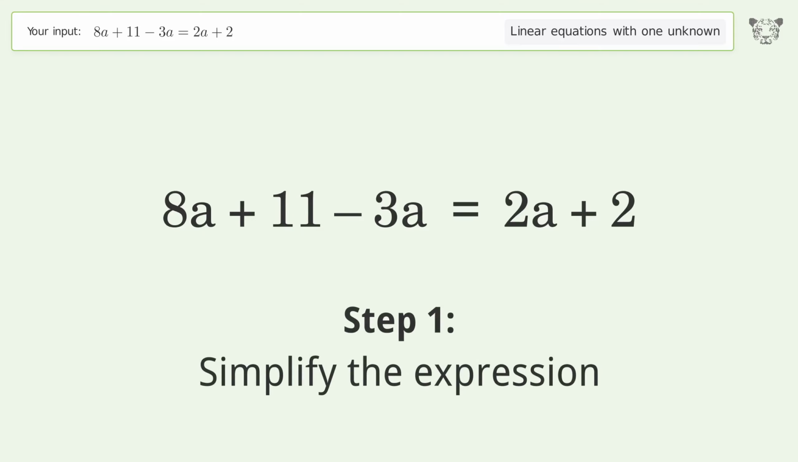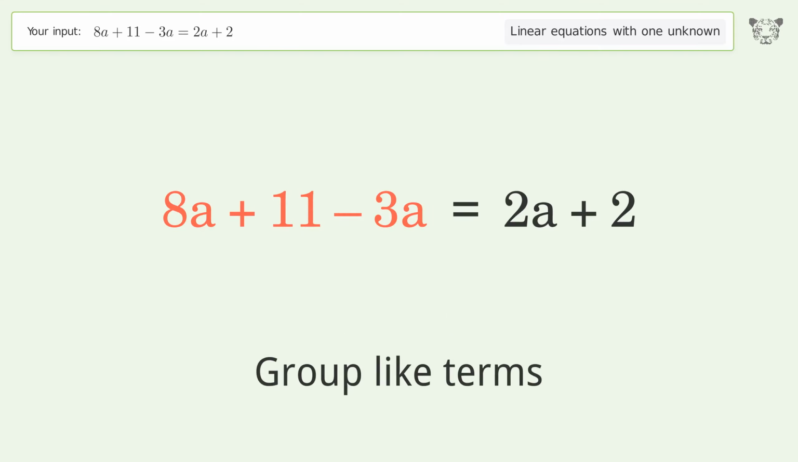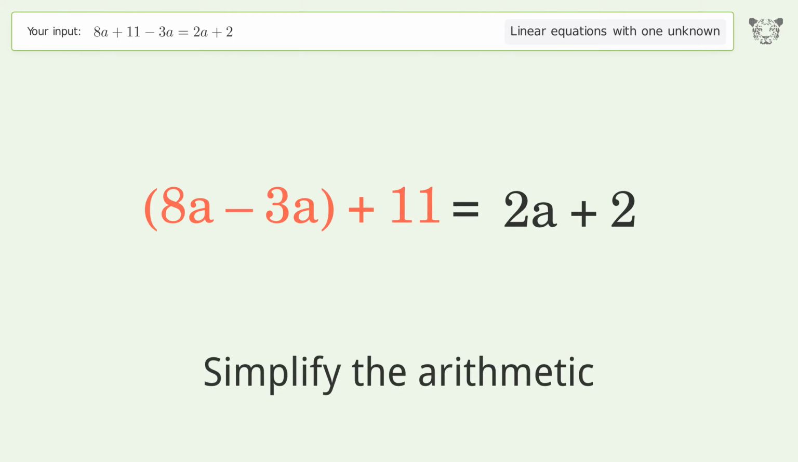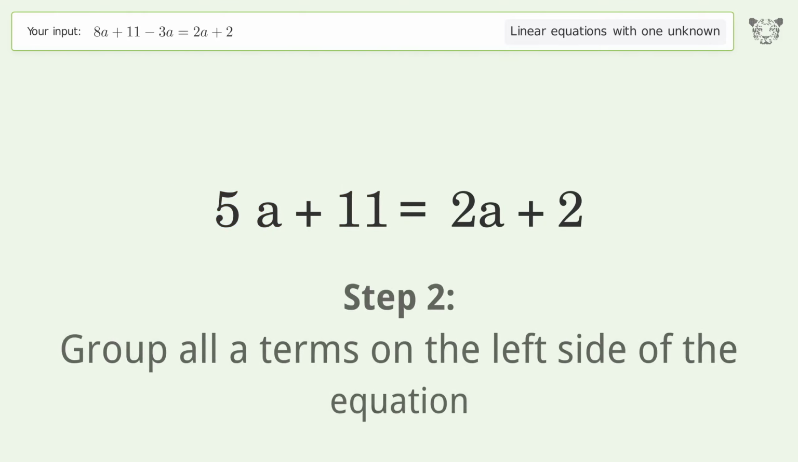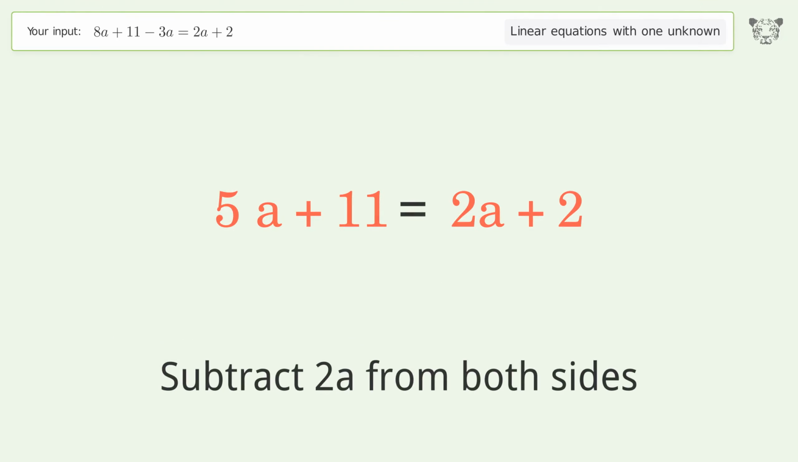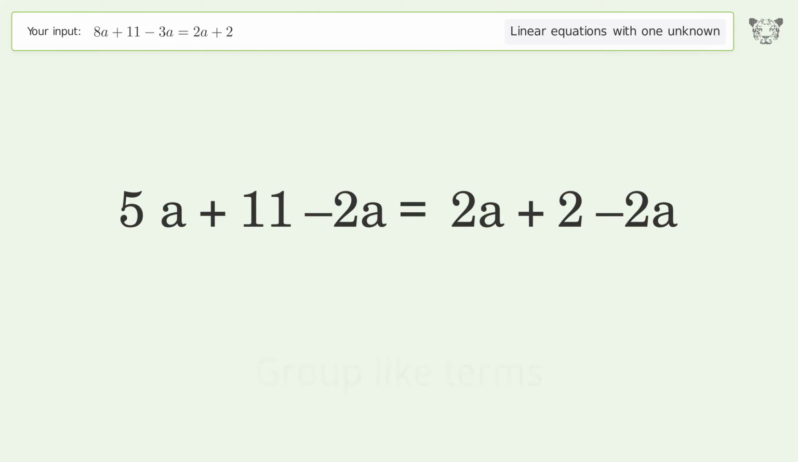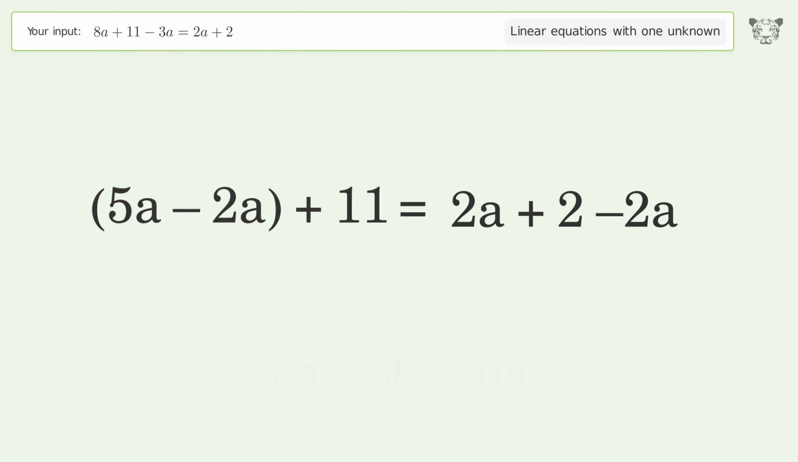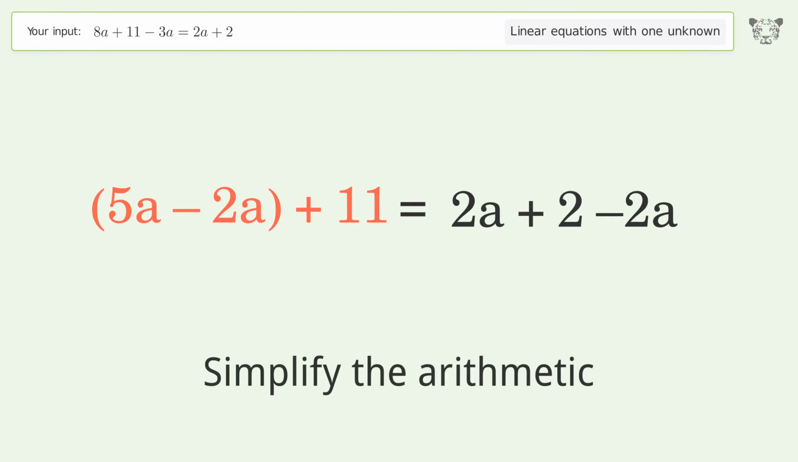Simplify the expression. Group like terms. Simplify the arithmetic. Group all a terms on the left side of the equation. Subtract 2a from both sides. Group like terms. Simplify the arithmetic.